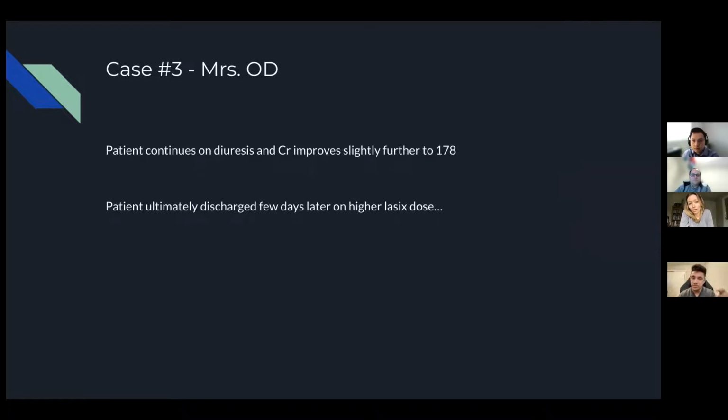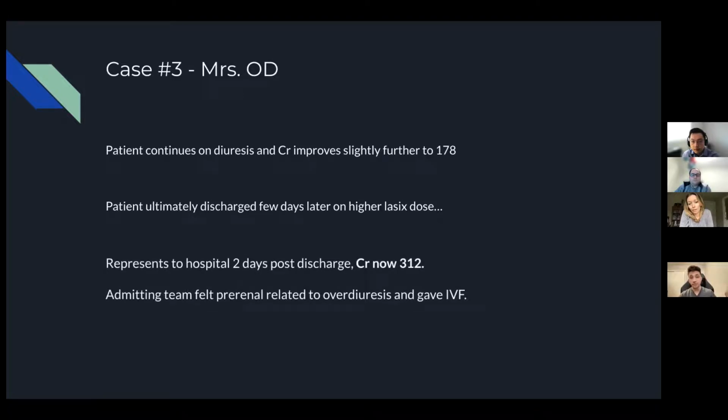Ultimately, she continues on diuresis. Her creatinine improves a little bit more to 178, and she's ultimately discharged home on a higher Lasix dose than what she came in with. She comes back to the hospital 2 days later. Post-discharge, her creatinine is now 312, a lot higher than the 178 it was a few days previously. The admitting team actually feel that maybe she has a pre-renal AKI component related to overdiuresis, and they give her some IV fluids. And they ask for another ultrasound to reassess where her venous congestion and volume status is at.